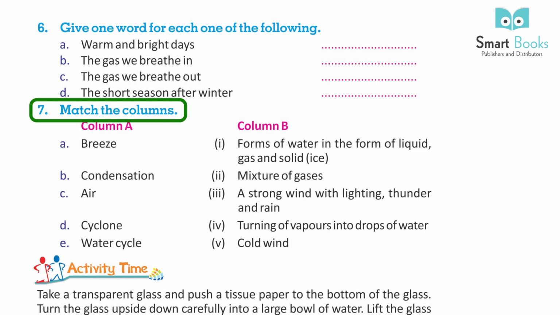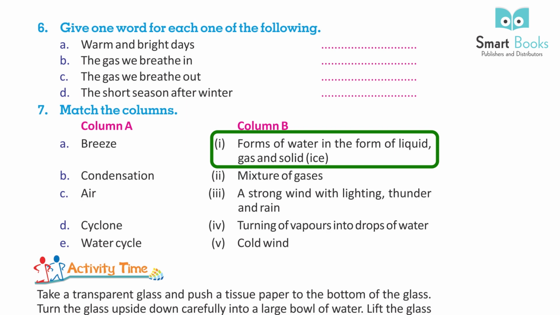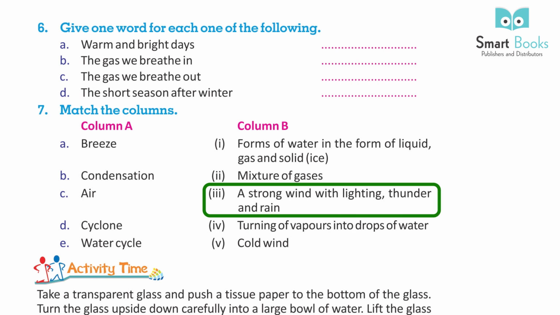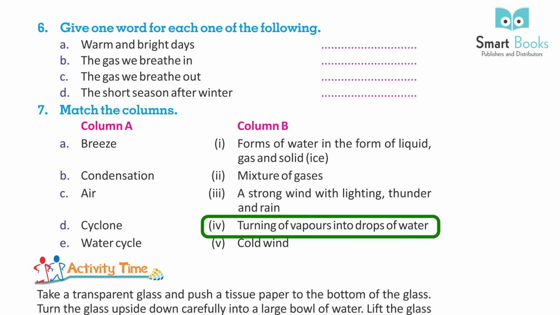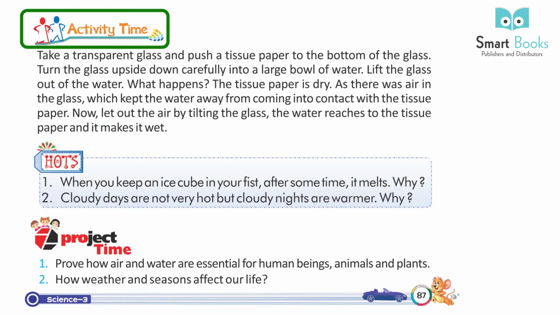7. Match the columns. Column A, column B. A. Breeze. B. Condensation. C. Air. D. Cyclone. E. Water cycle. 1. Forms of water in the form of liquid, gas and solid. 2. Mixture of gases. 3. A strong wind with lightning, thunder and rain. 4. Turning of vapors into drops of water. 5. Cold wind.